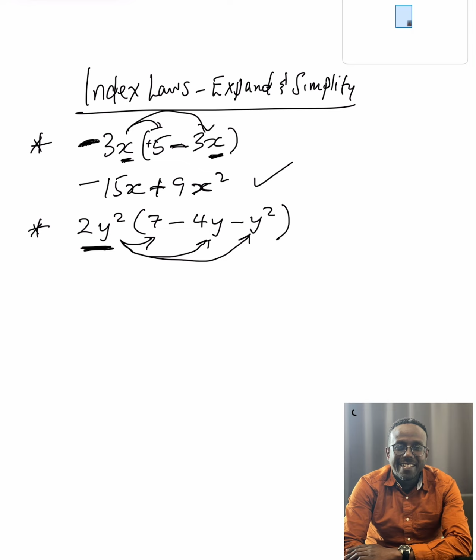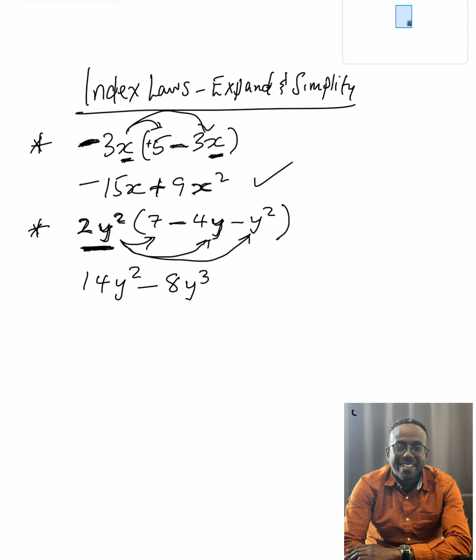So 2y squared times 7, we multiply 2 times 7, which is 14, and then we have y squared. Then usually I put that minus here first, because we are multiplying 2y squared times 4y. We have to be very careful here. We multiply 2 times 4, which is 8. Then we multiply this y squared times the y, which gives us y to the power of 3.